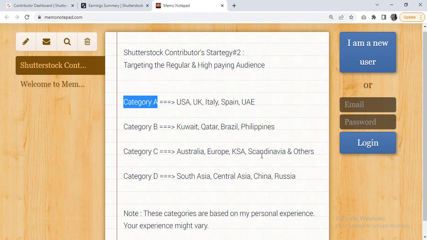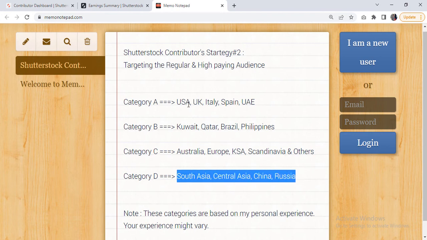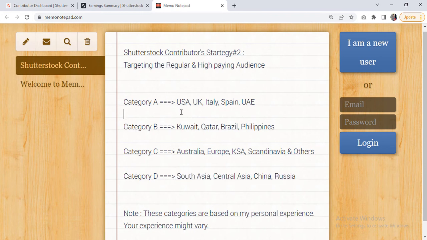So if you are designing something for some South Asian country, let's say India or Pakistan or Bangladesh, don't expect too much of a return. Depending on that, I would advise you not to put too much effort into something which is targeting the audiences of these countries. And that's why I have categorized them into 4 different options. So these countries are the ones that appear the most in my portfolio. I get the majority of my downloads from these countries.